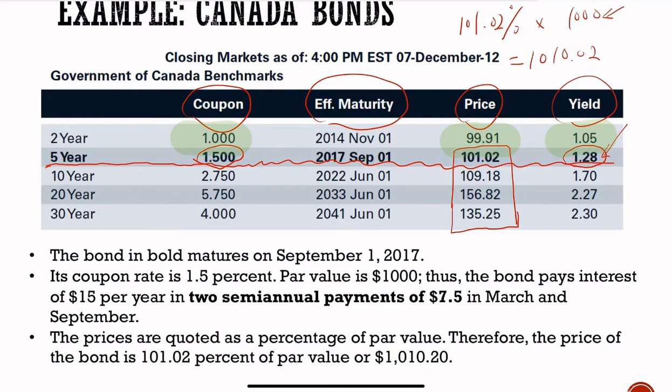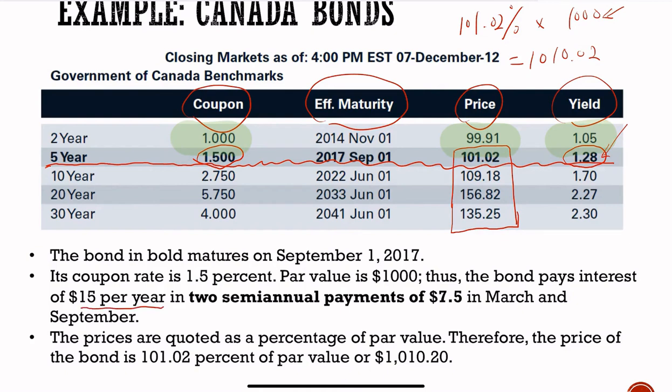Another important caveat about this coupon rate: how do you exactly calculate this annual coupon payment? Here, you can see that the coupon rate is 1.5%, and the par value is 1,000. So annually, every year, you will get 1,000 times 1.5%. So every year you will get $15.